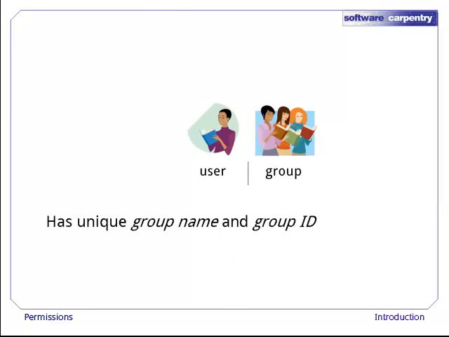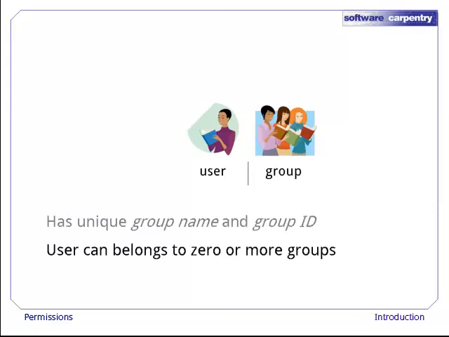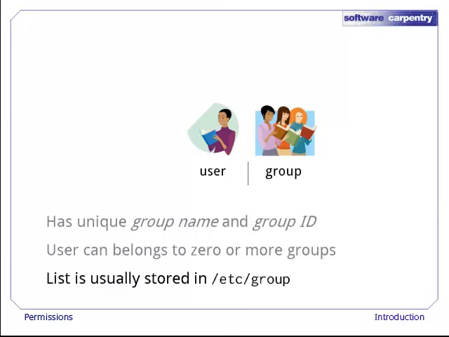Each group has a unique group name and numeric group ID. The system administrator, or anyone with equally godlike powers, can put a user in any number of groups. The list of who's in what group is usually stored in the file /etc/group. If you're in front of a Unix machine right now, or are using Windows and have Cygwin installed, take a moment and have a look at that file.